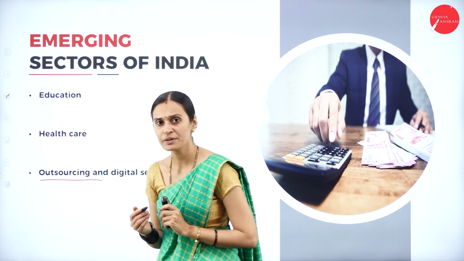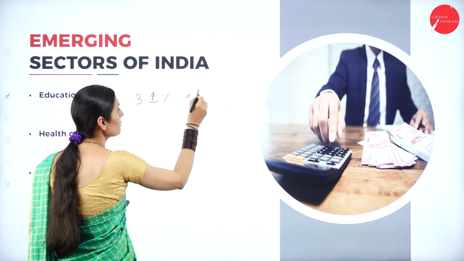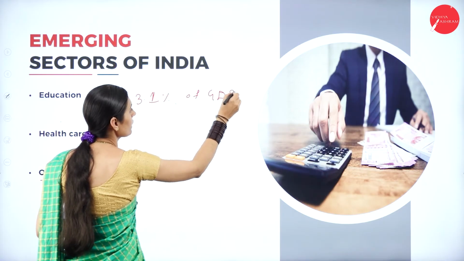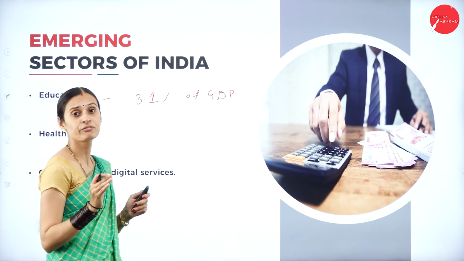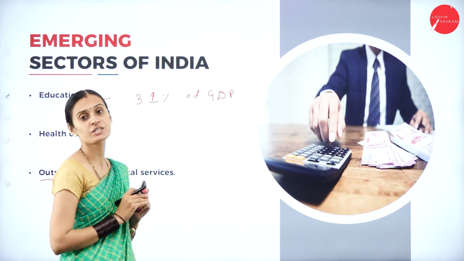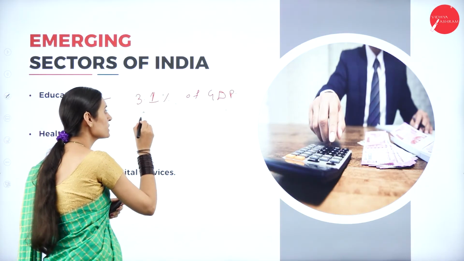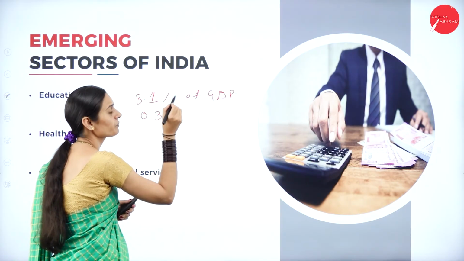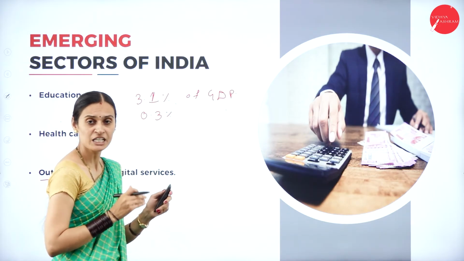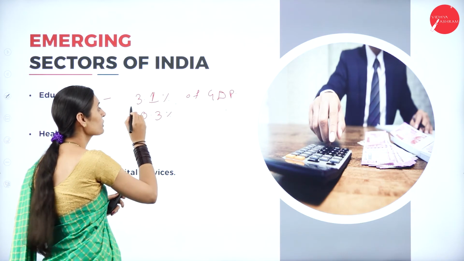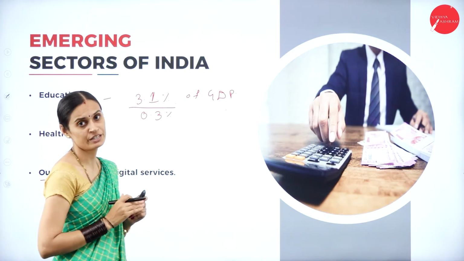Education sector at present gets 3.1% of GDP, 3.1% of expenditure of GDP. It is reserved only for improving the education sector. And before 1991, it was only 0.3%. Now it is improving, which means expenditure on education is also increasing, and the government is trying to focus on improving the education field too.